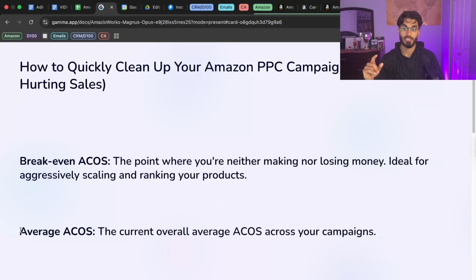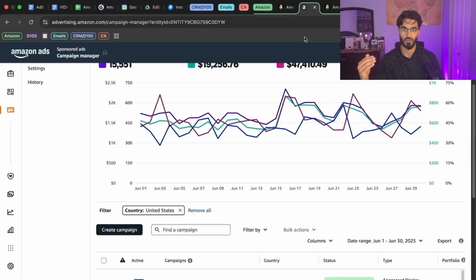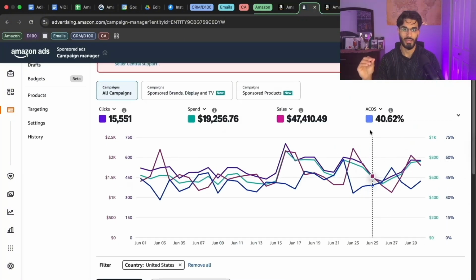Second thing you want to figure out is your average ACOS. Obviously, this is the current overall average ACOS across your campaigns. So if you don't know how to do that, go into Seller Central, obviously, and we want to sort by the last 30 days. Okay, last 30 days. And for example, this account, one of our clients, their ACOS on average is 40%. So 40% is the average that we want to take for this one.